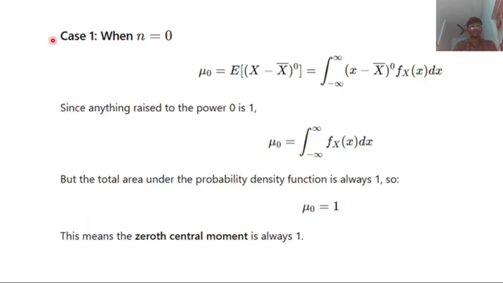If you see, in case 1, when n equal to 0, mu0 equal to E of (x minus x bar) whole power 0, equal to integral from minus infinity to infinity of (x minus x bar) whole power 0 fX of x dx. Anything power 0 gives 1. So mu0 equal to integral from minus infinity to infinity of fX of x dx. It is the area under the probability density function, so it is 1. Mu0 is always equal to 1. This means the zeroth central moment is always 1.